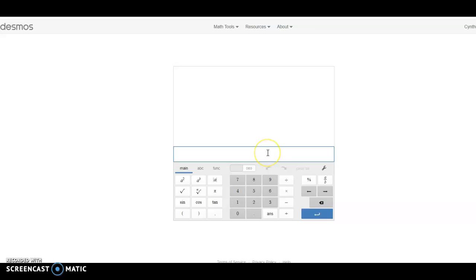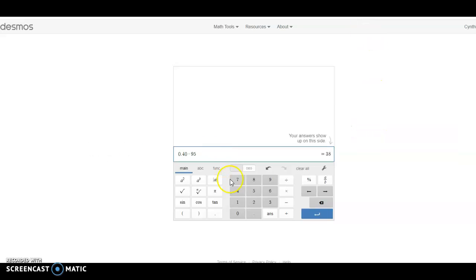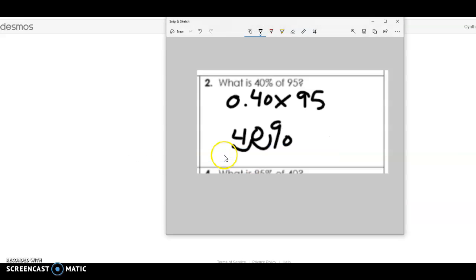So I have 0.40 times 95. That's going to give me an answer of 38. So what that means is, there you go, right there. So that means 40% of 95 is going to be equal to 38.